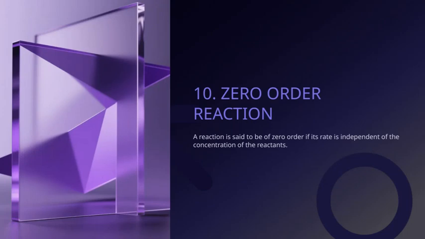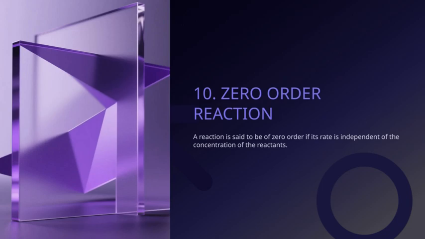A reaction is said to be of zero order if its rate is independent of the concentration of the reactants. This means that, unlike other reactions where the rate depends on how much reactant is present, in a zero-order reaction, changing the concentration doesn't affect the speed of the reaction.